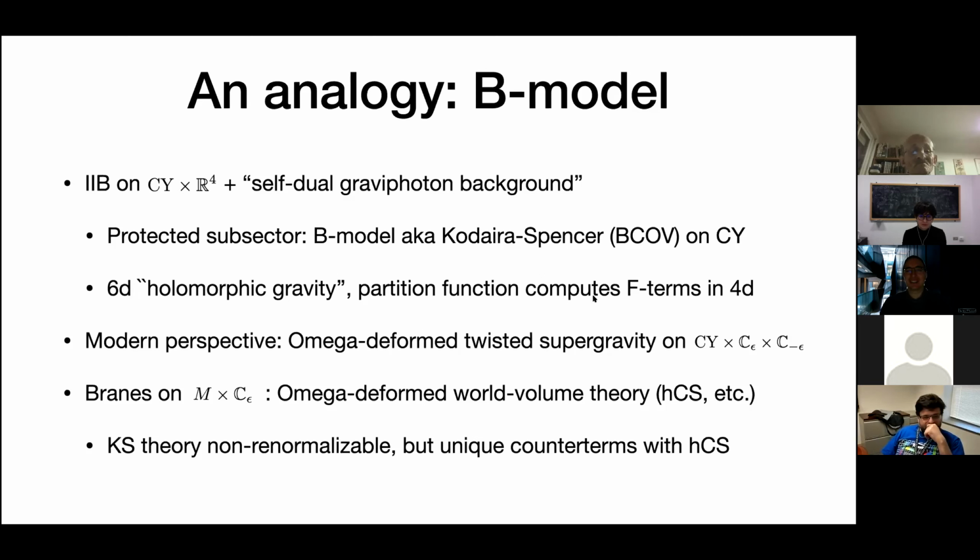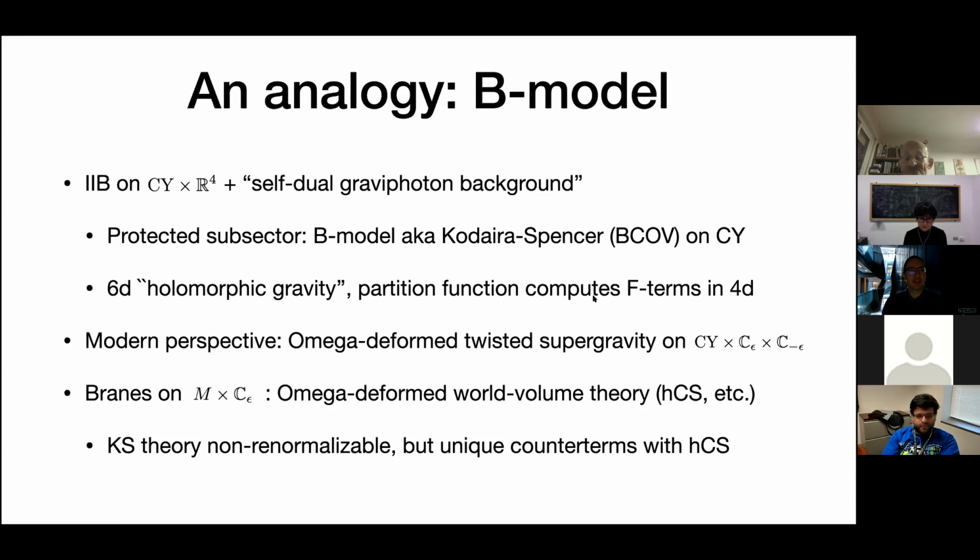So topological strings is a big subject, and it embeds inside physical string theory in a very precise way, which is you take, say, type IIB string theory on a Calabi-Yau compactification, and you turn on what's called the self-dual graviphoton background, which is essentially a background for the five-form, which has some legs in R4, and which is sort of like the wedge of a self-dual form in R4 and of the holomorphic three-form in the Calabi-Yau. And when you do so, you can identify a protected subsector, which, if you think in terms of string theory, is the B-model topological string. And if you think of that in terms of supergravity, the target space physics, is the BCOV theory or Kodaira-Spencer theory, which is a six-dimensional theory.